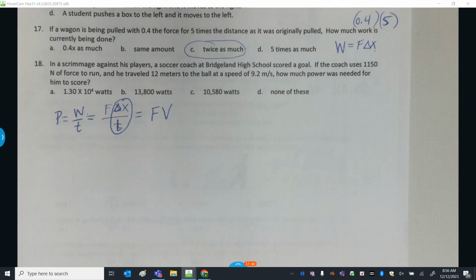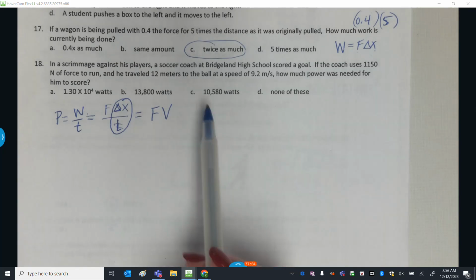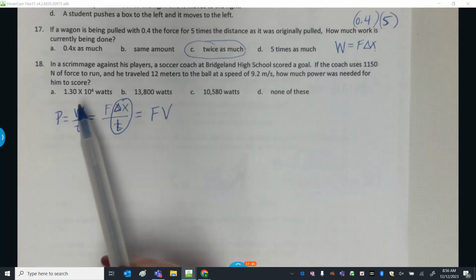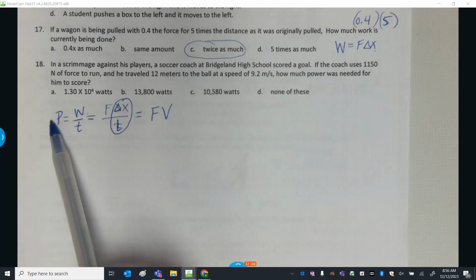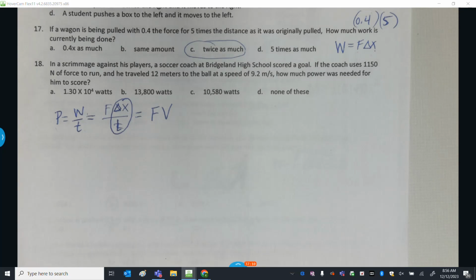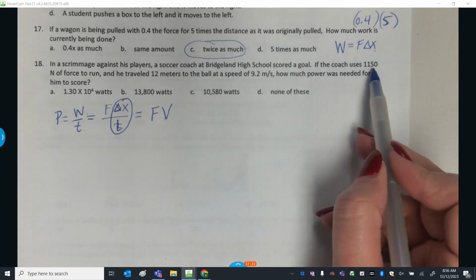But in order for us to answer this question, we need to know that power isn't just equal to work divided by time. Power is also equal to force times velocity. That's going to make your life a lot easier when you're trying to answer this question. Could you do it the other way? Yeah, you could do it the same way I did it in class. But this is easier.